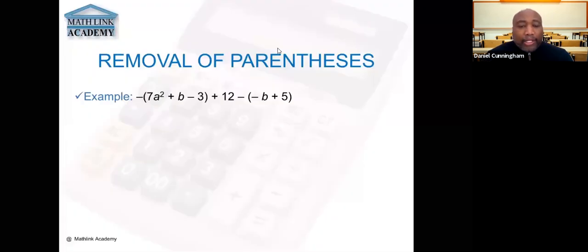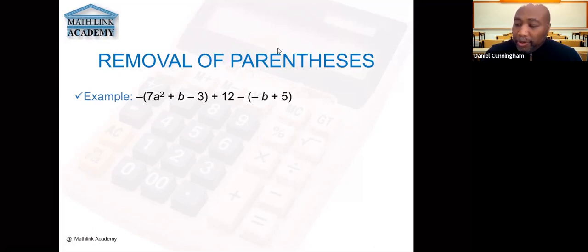Now let's go a little more advanced and look at another problem, removing the parentheses. Let's jump right into how we remove the parentheses. Since we have a negative sign in front of these parentheses, to get rid of those parentheses I'm going to distribute that negative sign to everything inside just those parentheses. So let's do that and see if you can see what I'm doing here.